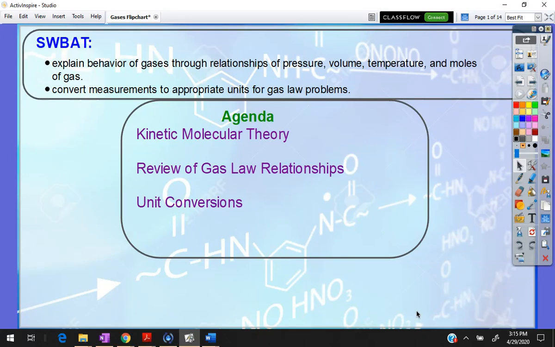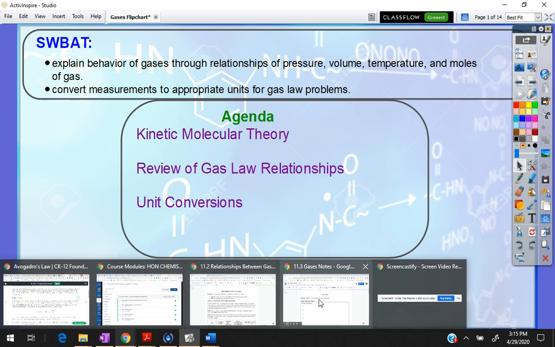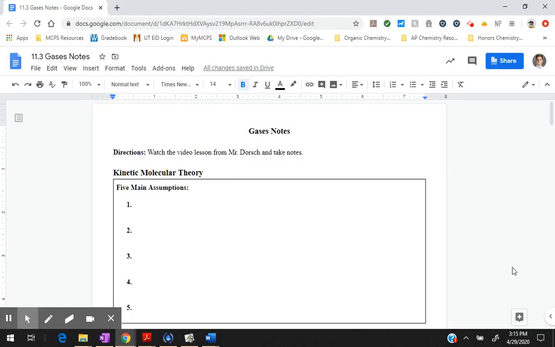Hello, class. Today we are going to explain behavior of gases through relationships of pressure, volume, temperature, and moles of gas. We're also going to convert measurements to appropriate units for gas law problems. For this assignment, you will need the gases note sheet.